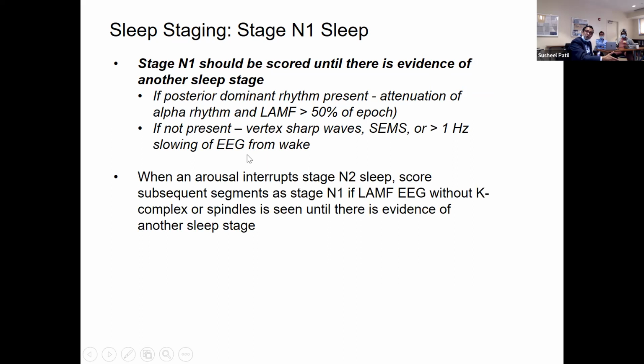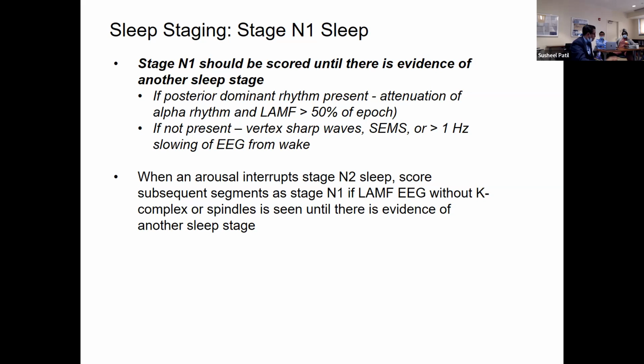And so if you happen to be in another stage of sleep, such as N2 sleep, you're going to score subsequent segments after that arousal as N1 if there's low amplitude mixed frequency EEG without a K complex or a spindle, until there's evidence of another sleep stage. So those are some rules specific to stage N1 sleep scoring.